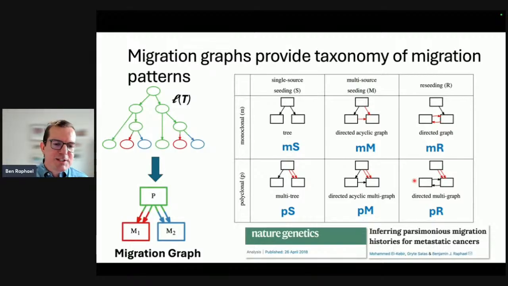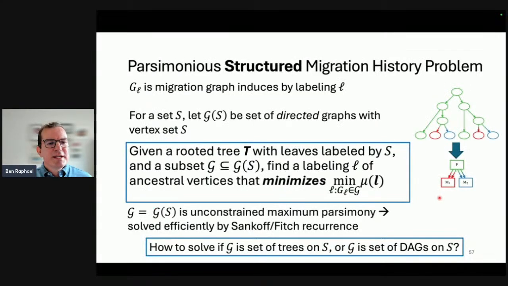And then we asked the question about whether we could infer the number of migrations under a certain one of these scenarios. So you can ask, what's the minimum number of migrations? But what if I asked, what's the minimum number of migrations for there to be reseeding, for there to be a directed cycle in this graph? So this gives us what we call the structured migration problem. All right, okay, let me try to describe this quickly here.